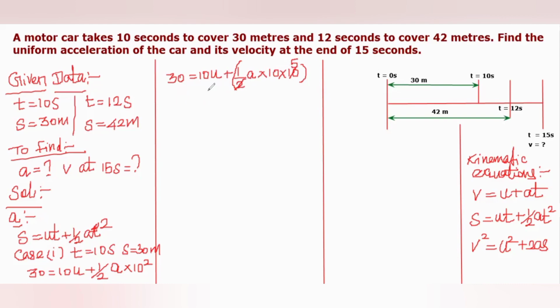If you rearrange this equation, 10u plus 50a equal to 30. Further, we can simplify this equation, because here 10, here 50, here 30, commonly we can divide by 10. If you divide by 10 throughout the equation, we can write u plus 5a equal to 3. That is the first equation.